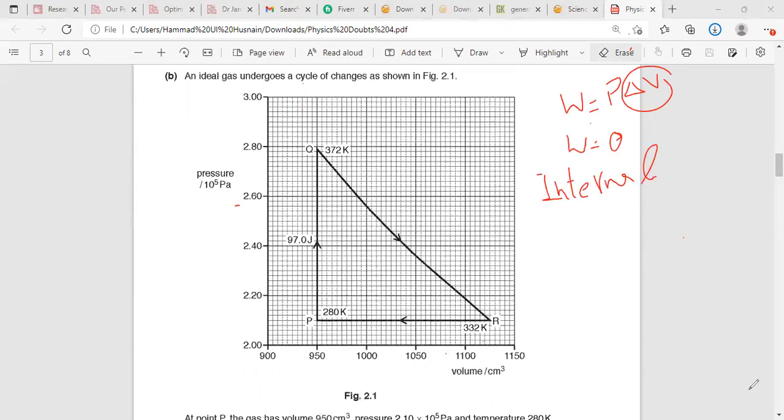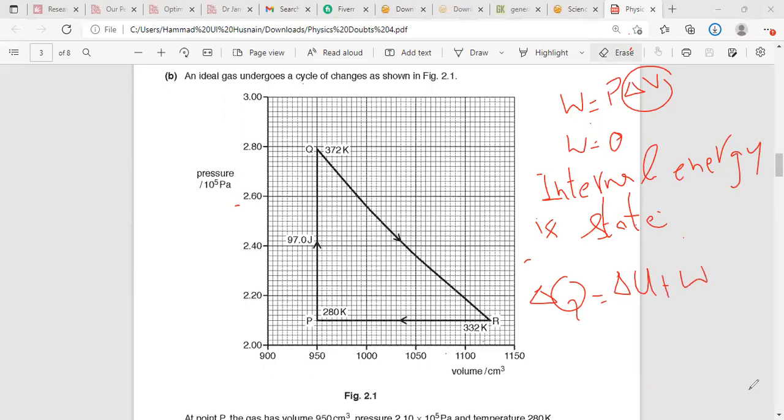Internal energy is a state function. I am just giving you the overview of this question, right? What does this mean? It means that in a closed cycle, the change in total internal energy will be zero, right? And the last point is that you need to know the first law of thermodynamics, right? So what does this say? Delta Q is equal to the change in total internal energy plus the work done, right?